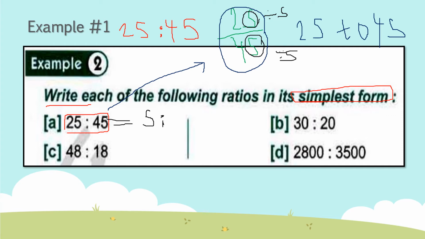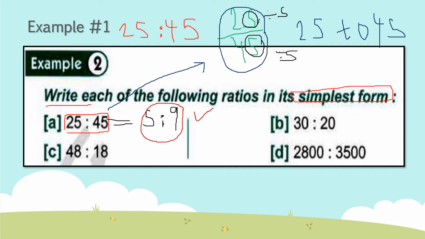45 divided by 5 is 9. So now we have 5 over 9 as a product of this. So 5 to 9. Are 5 and 9 both divisible by the same number? No, they aren't. So this is the simplest form of 25 to 45, which is 5 to 9.